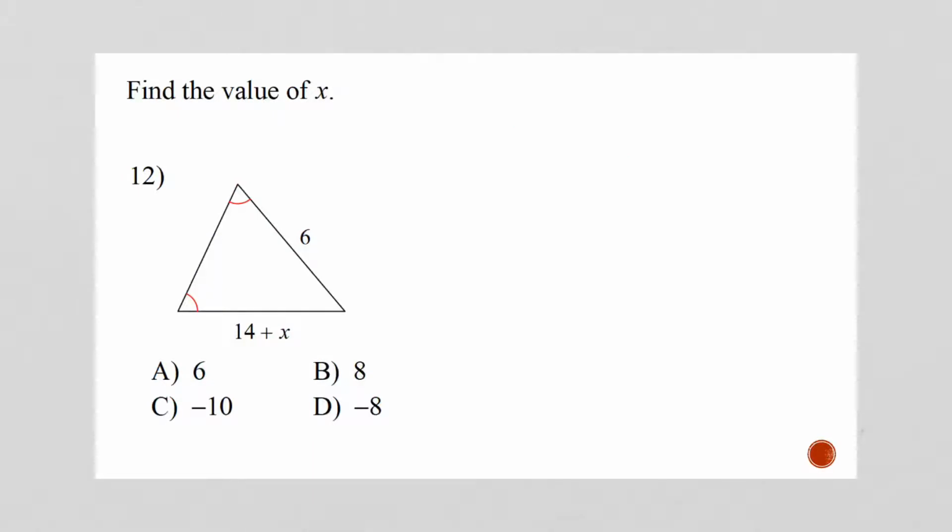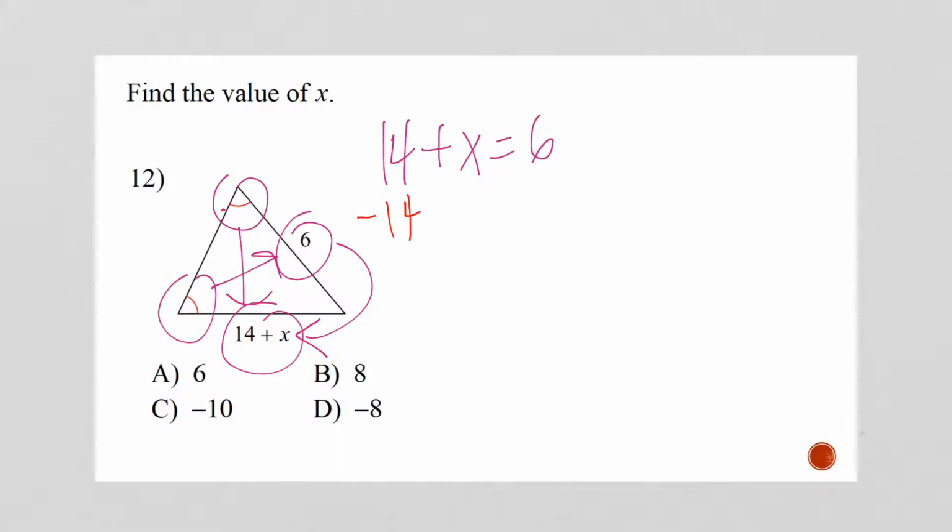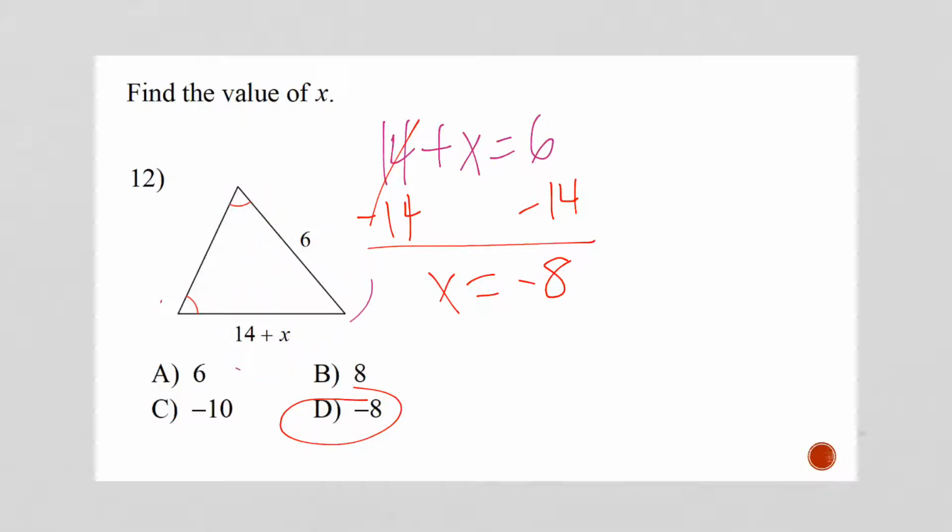Number 12 still has two angles that are congruent. So that means that their corresponding sides, which are these sides, will also be congruent. So 14 plus x equals 6. Solve for x by subtracting 14 from both sides of your equation, and you get negative 8. So again, this is an isosceles triangle because of the two angles that are congruent. If you have two angles that are congruent, the two sides are congruent.